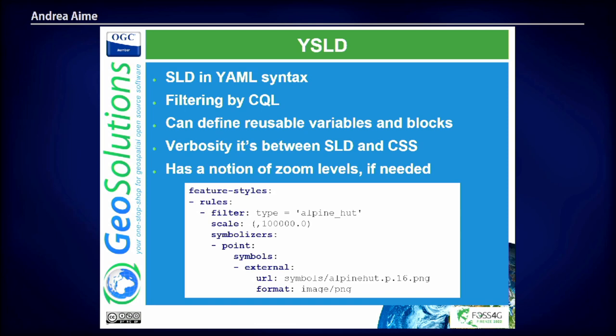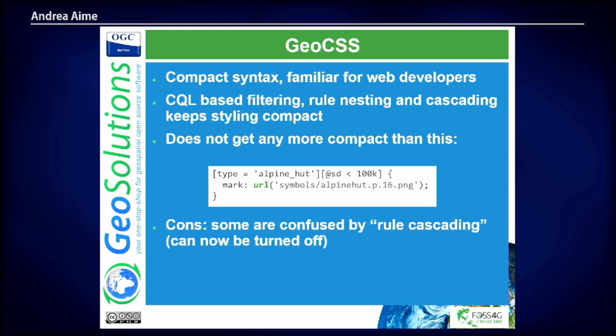YSLD is basically SLD in a YAML syntax. YAML can represent pretty much all that you can represent in XML, but typically with a much more compact syntax. And you can see this time a full style. I didn't remove any boilerplate here. You can see the filter, you can see the scale dependency, and the reference to the point. It's doing exactly what the SLD is doing, but with a fraction of the text.